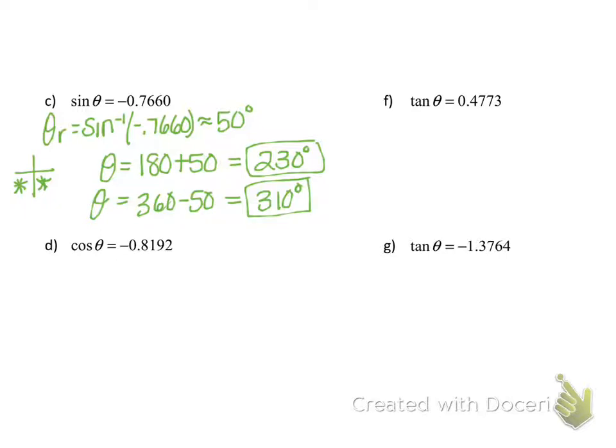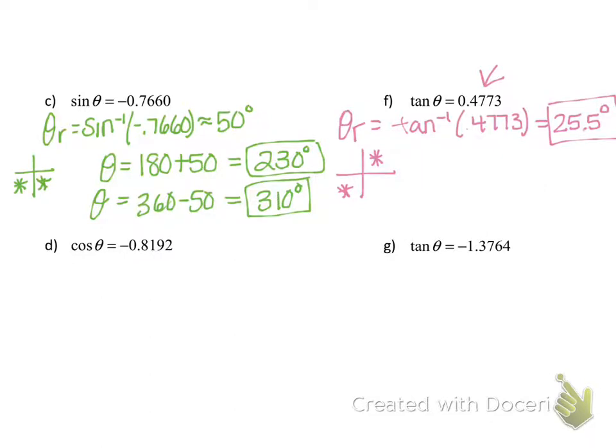Okay, our first tangent, so again, tan inverse of 0.4773 equals about 25.5 degrees. If you put 26, that's fine. Now, tangent is positive because this value is positive, in the first and the third quadrants. So we have our first one, right? That's our reference angle, which is also the value we're looking for. And our second angle is going to be 180 plus our reference angle, which puts us in quadrant 3 at 205.5 degrees.